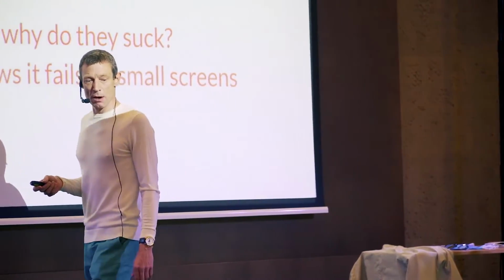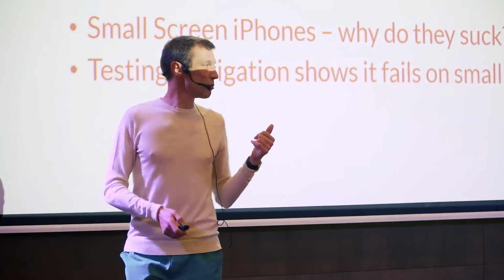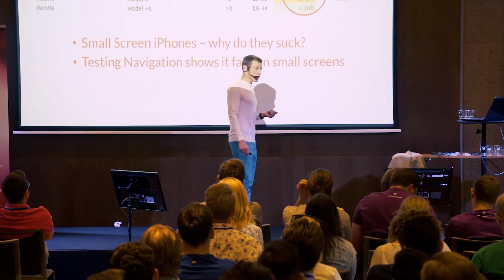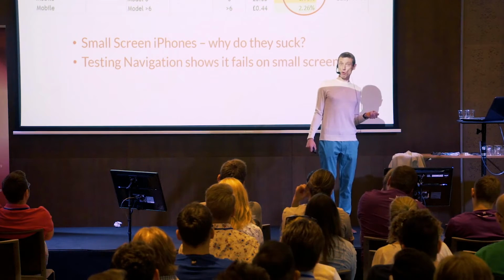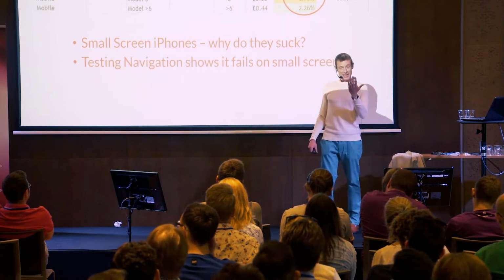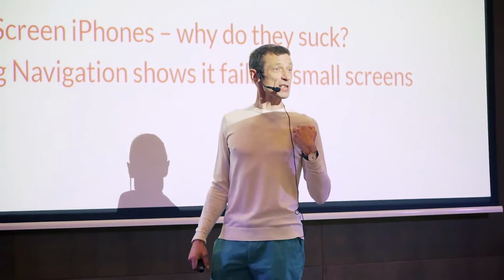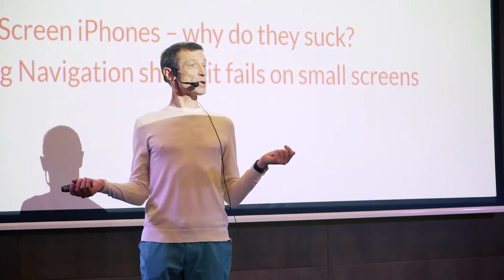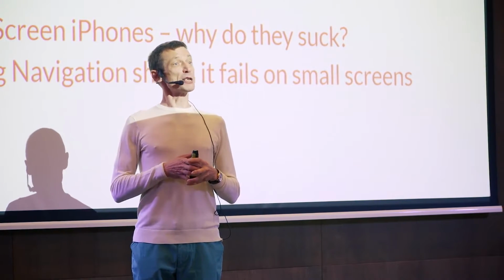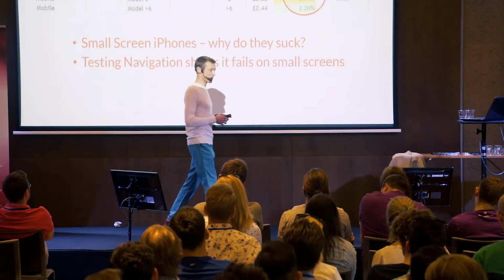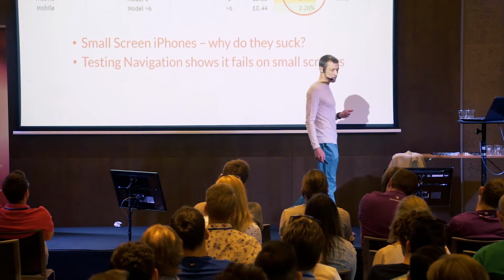Here's another one. When we split by iPhone model, why would it be that iPhone 4s and 5s are almost half the conversion rate of the bigger screen phones? That's because all the navigation is broken and won't fit on the screen, because the guy who designed it only tested it on an iPhone X, which is his phone. Let me give you a bit of advice. The phone that's in your pocket is not a proxy for what customers have. It's your phone, not theirs. So test it on their stuff.